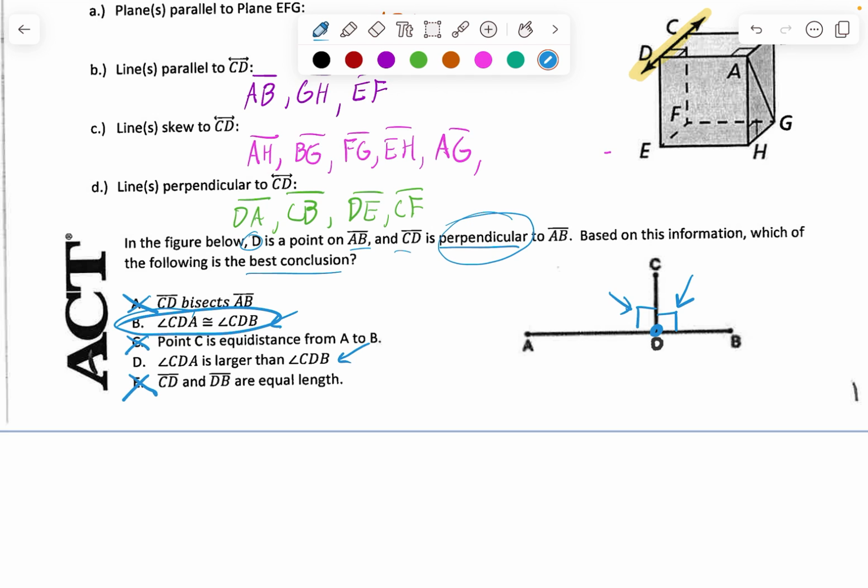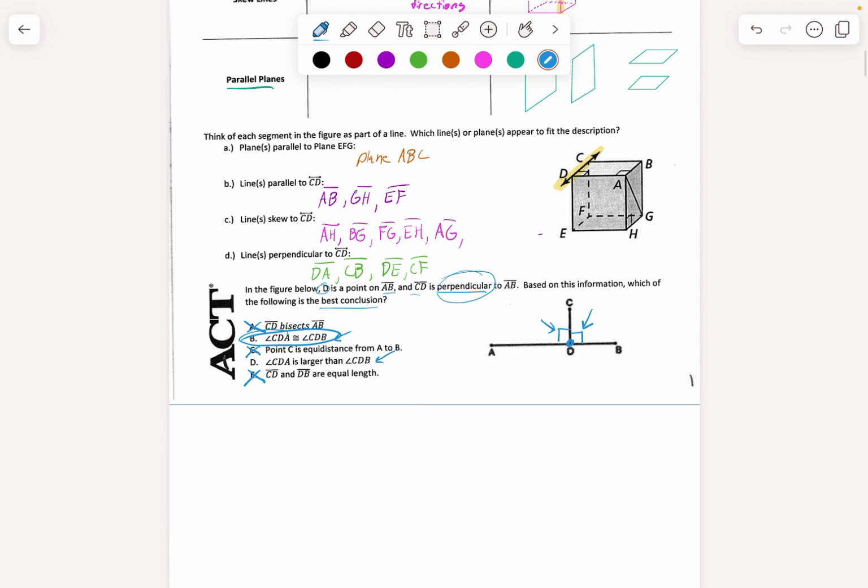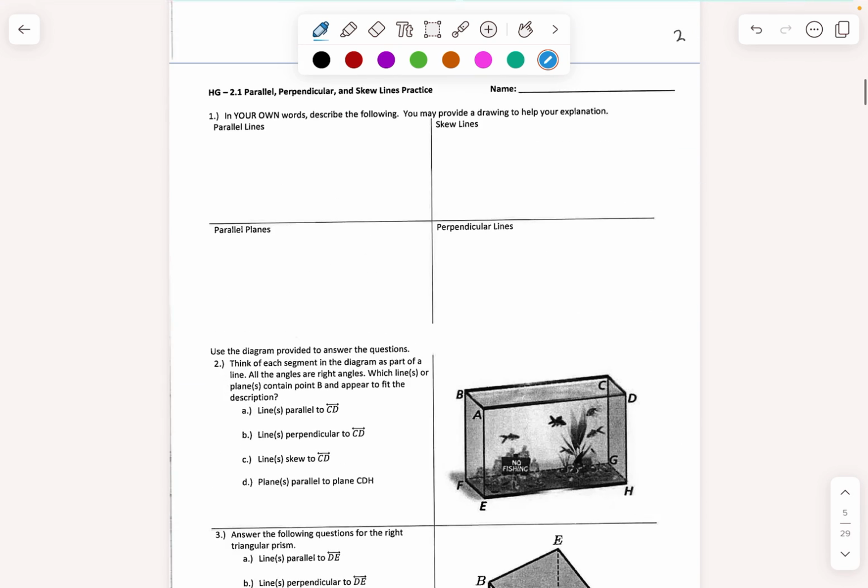And we do know what it means. It means 90 degrees. Two lines that intersect at a 90-degree angle. Cool. All right, let's move on.